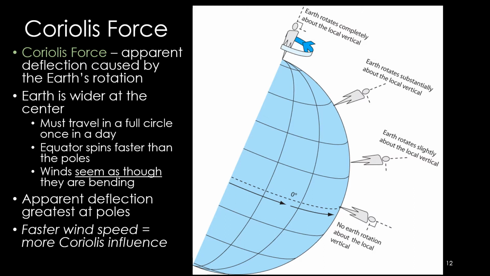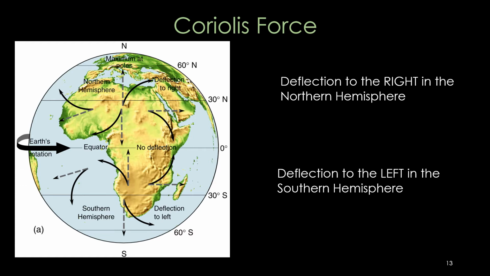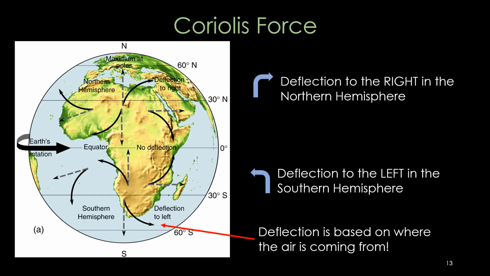This difference in rotational speeds is what makes the winds seem as though they are bending. The deflection is greatest at the poles and almost negligible at the equator. And the faster your wind speed is, the more Coriolis will influence the deflection of your winds. Coriolis causes a deflection to the right in the northern hemisphere and to the left in the southern hemisphere. And this deflection is based on where the air is coming from and where it's flowing to.